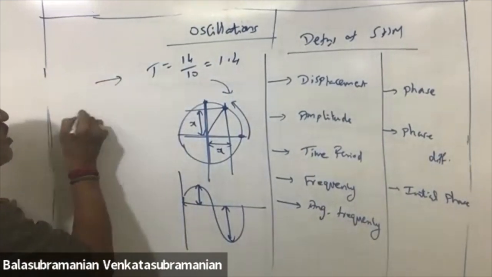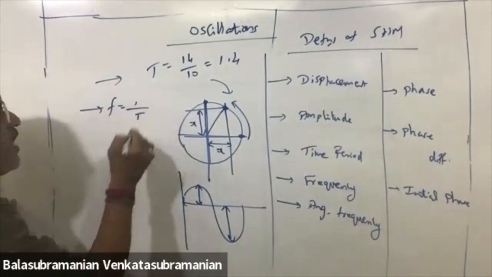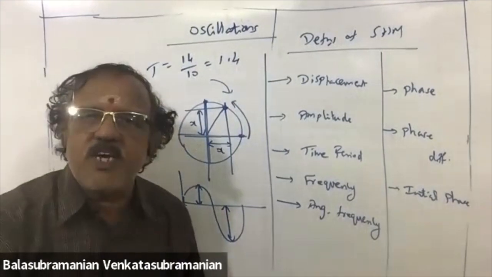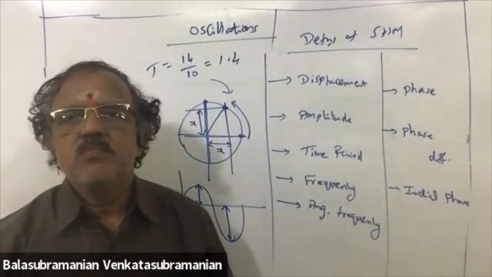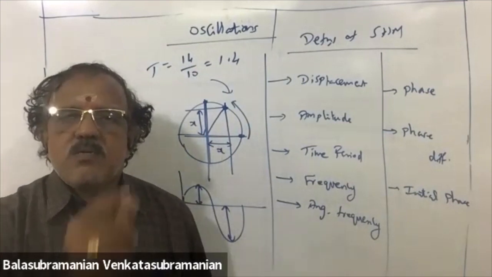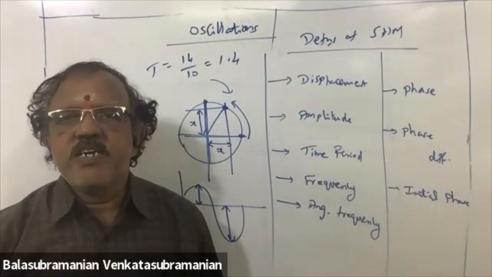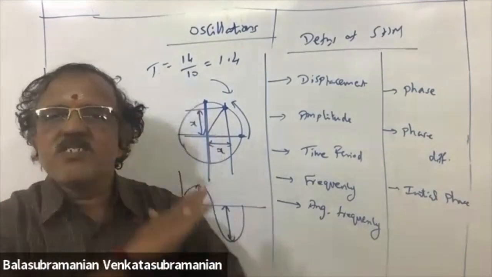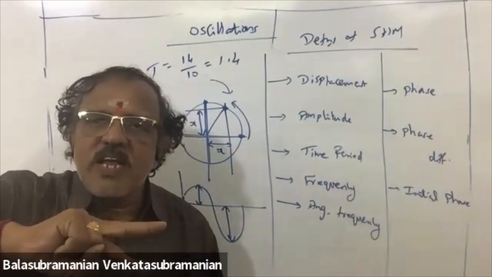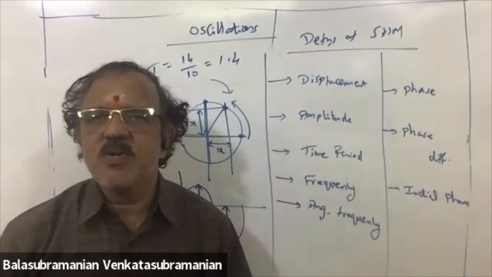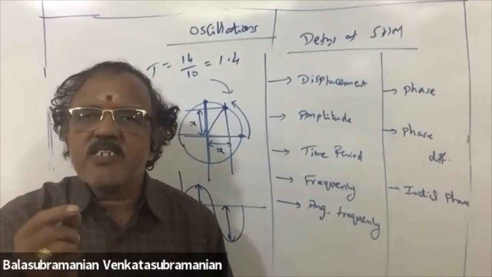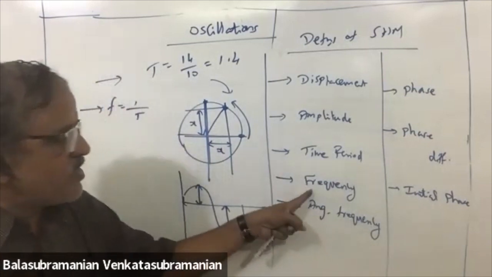Frequency is called 1 by T. 1 by time period we call it as frequency. Time by number of oscillation is time period. Reverse, number of oscillation per second. Convert into second because that is SI unit. Number of oscillation per second we call it as frequency.